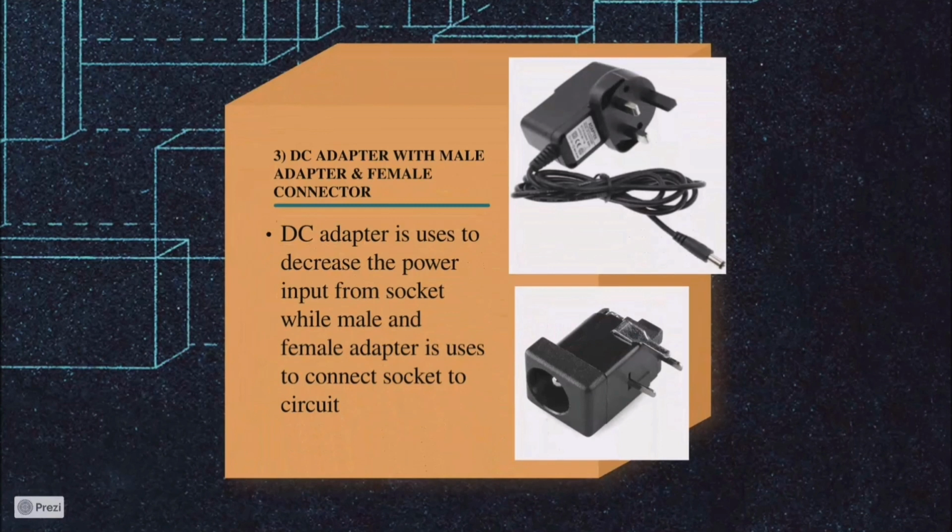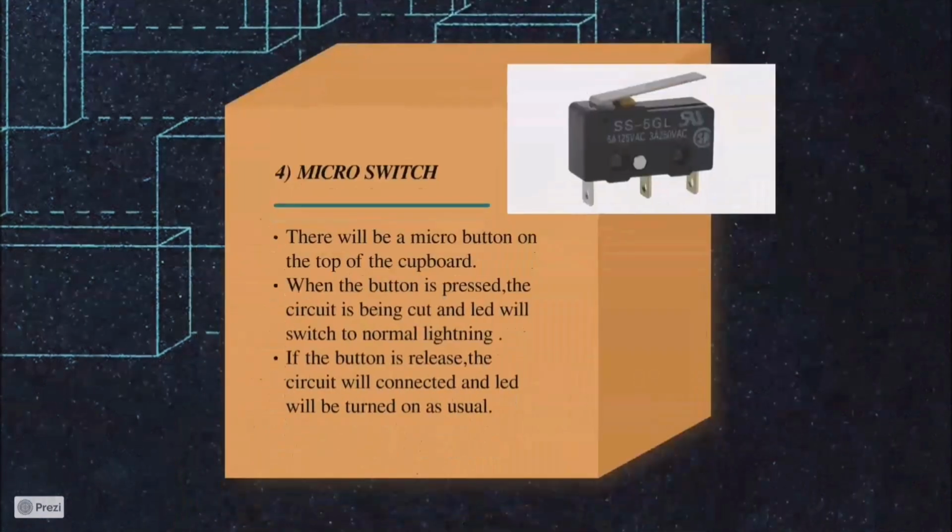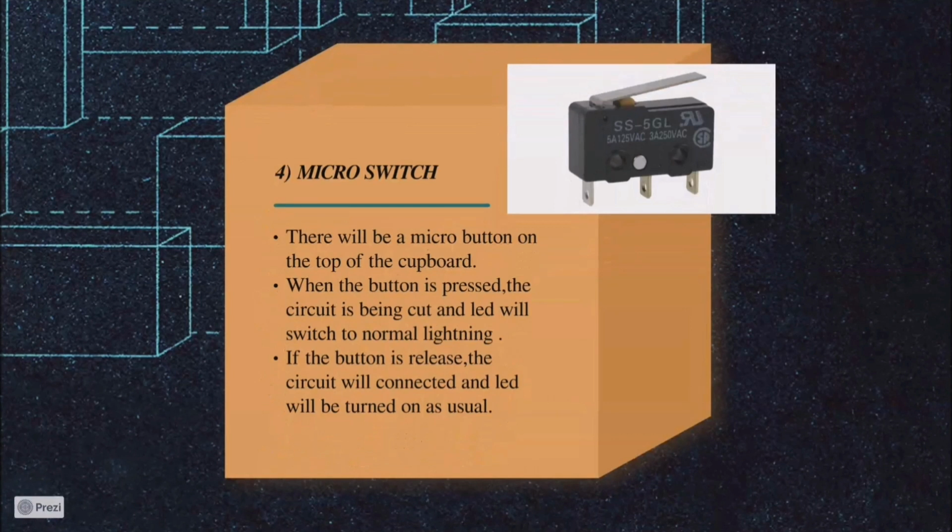DC adapter is used to decrease the power input from the circuit, while male adapter and female connector is used to connect circuit to circuit. Fourth, micro switch. There will be a micro button on top of the cupboard. When the button is pressed, the circuit is cut and LED will switch to normal lighting. If the button is released, the circuit will be connected and LED will be turned on as usual.